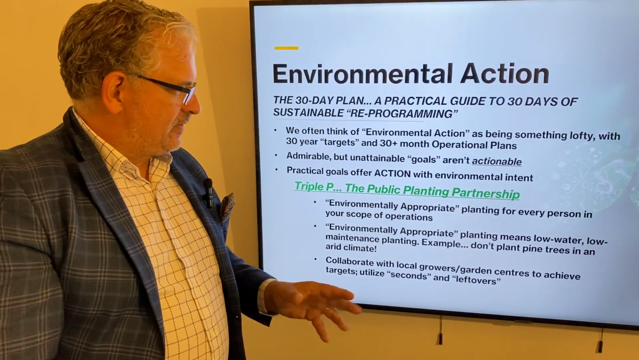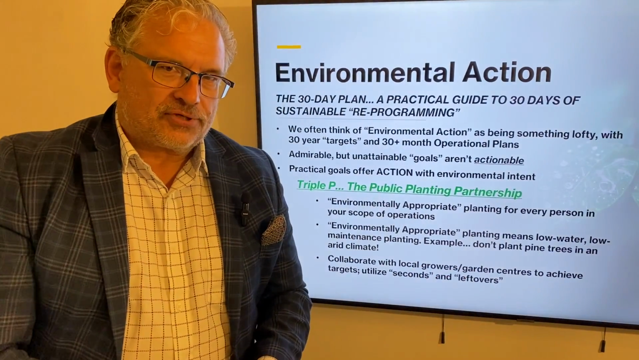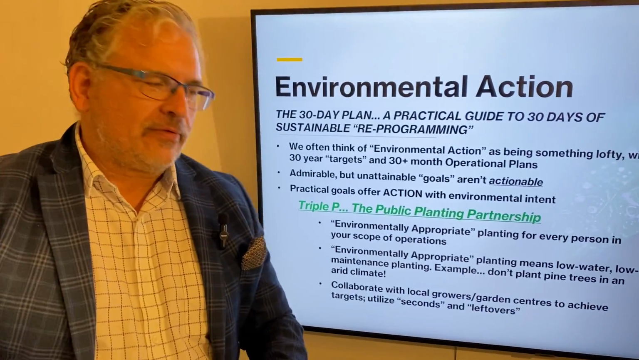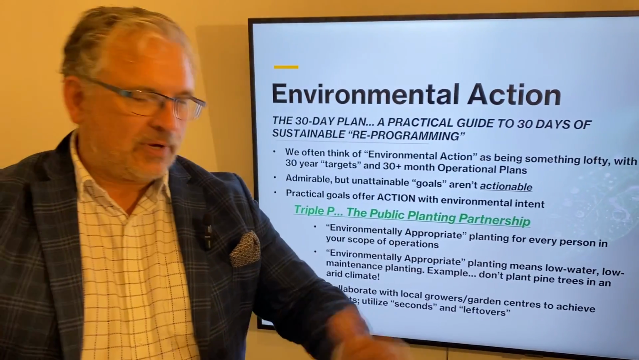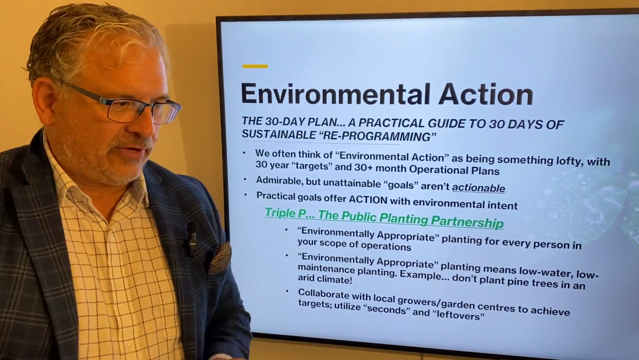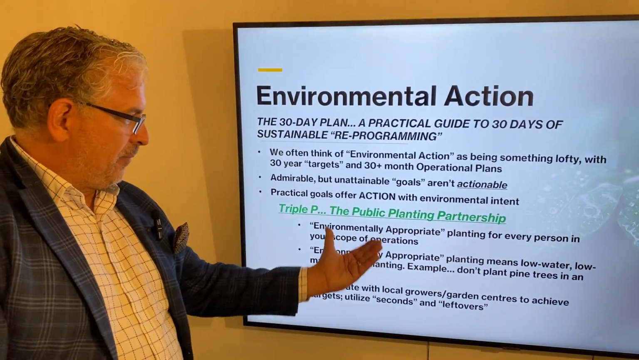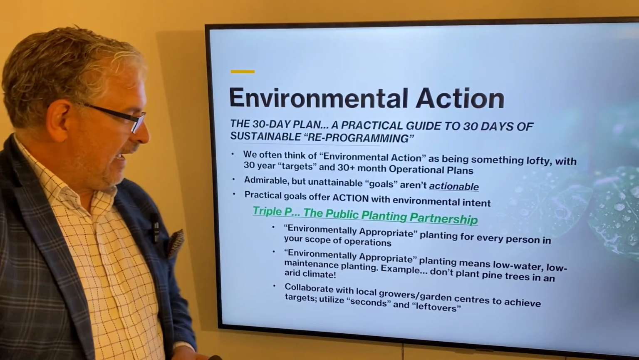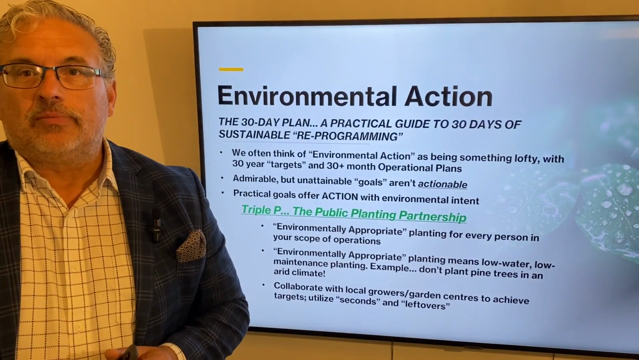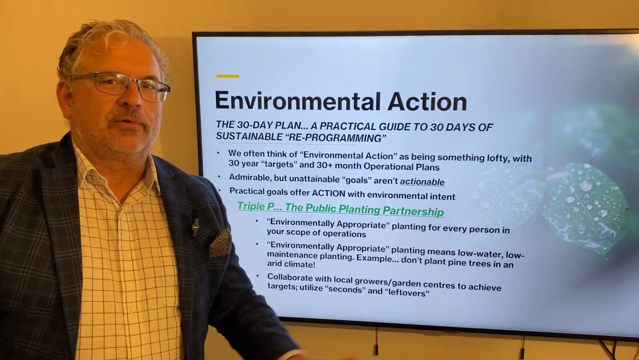But let's say now we're going to do an environmentally appropriate planting for every person in our scope of operations. Now, I'd like to see this actually built out into communities. So if you have 5,000 people living in your little village, well, you're going to plant 5,000 trees. But let's start at something more manageable with our organization. There's 200 of us working there, let's say. Well, you're going to go out and you're going to do some environmentally appropriate planting, and it's going to mean low water, low maintenance, and you're going to do that for 200 people that work at your office. Can you imagine what a difference that would make? How incredible that would be.